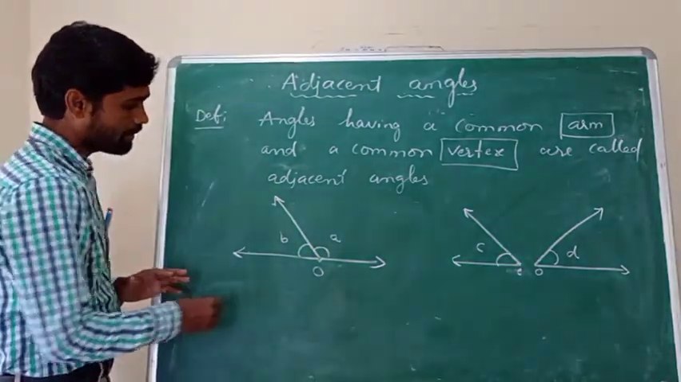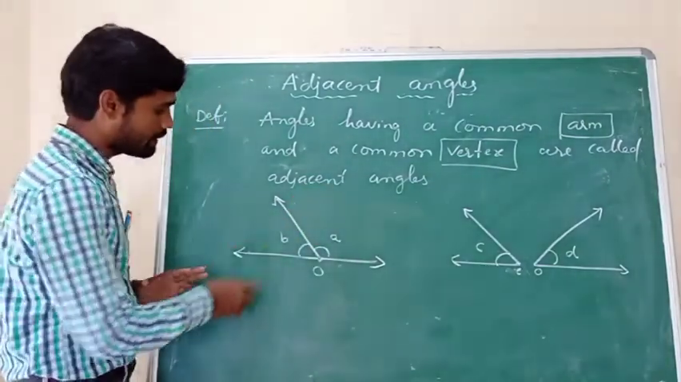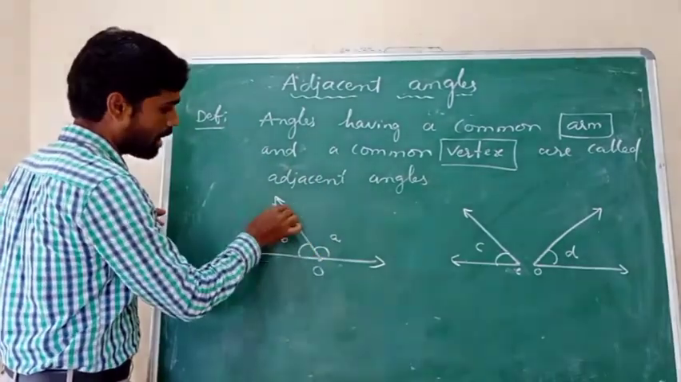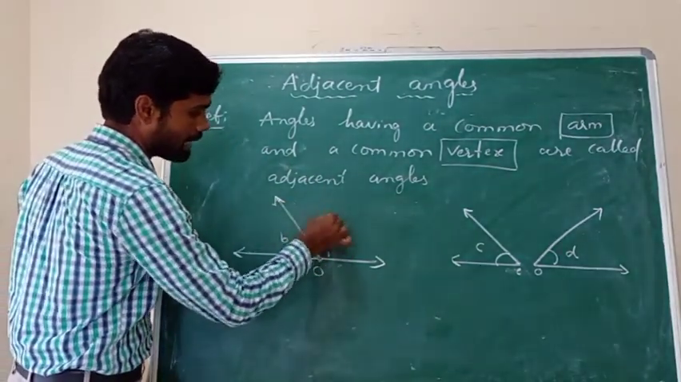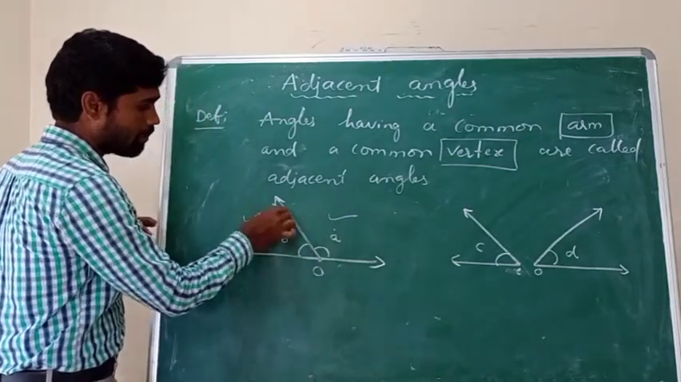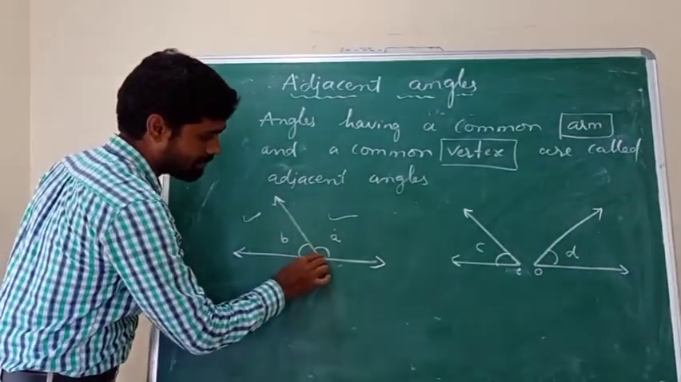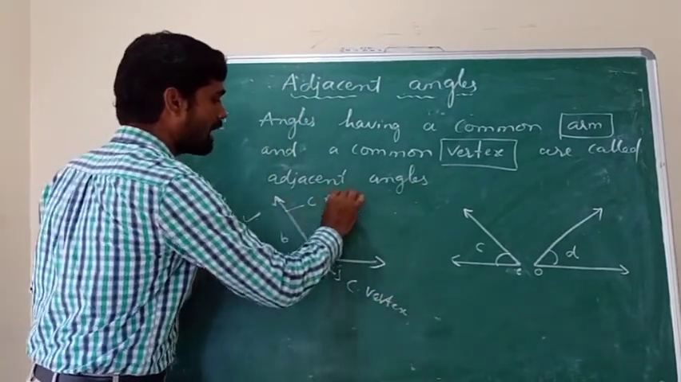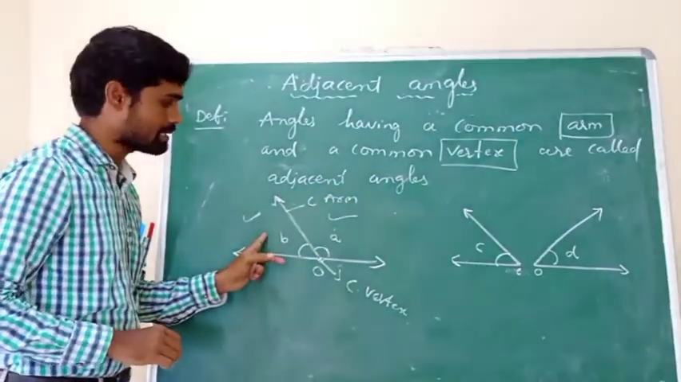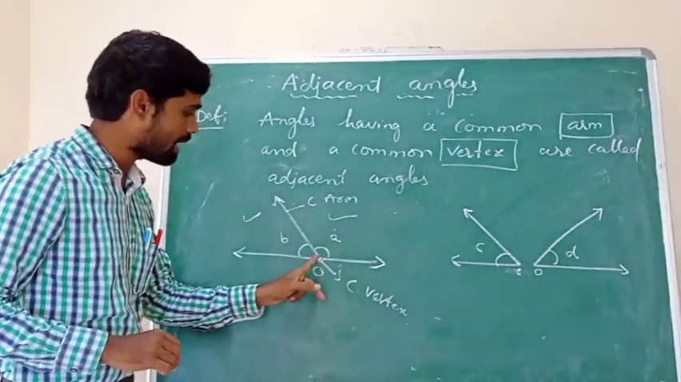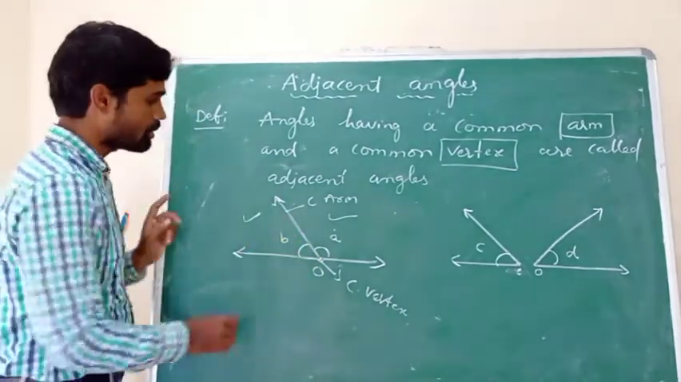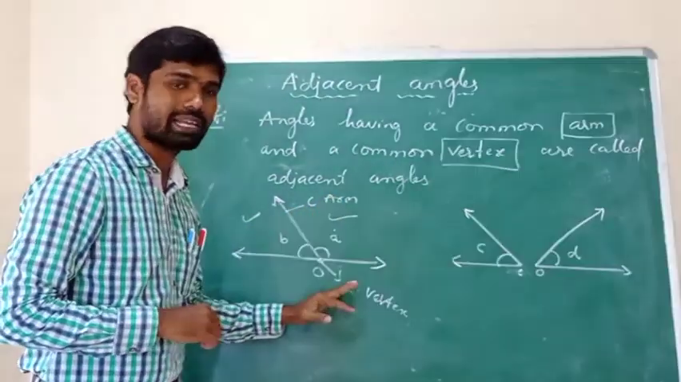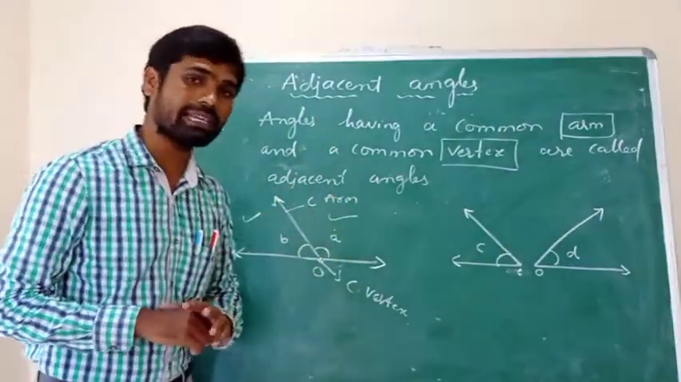See with an example, here one angle, angle A, and here angle B. See what are the arm and vertex. Here is the common arm, the arm which is common for angle A and angle B. And here is the common vertex. So for angles A and B we have common vertex O and a common arm. The angles which have a common arm and common vertex can be called adjacent angles.